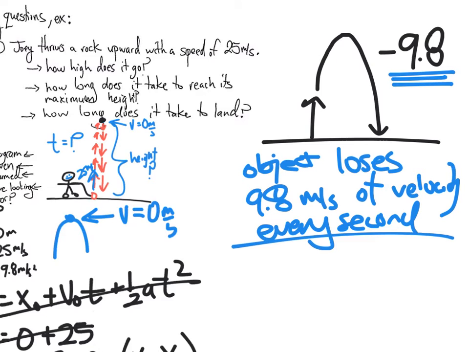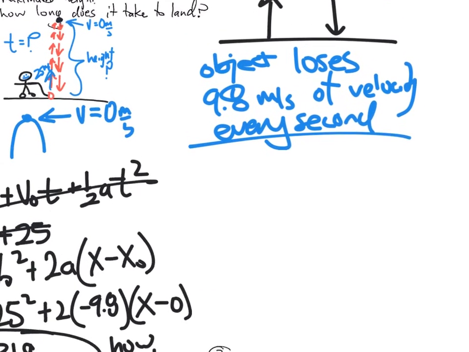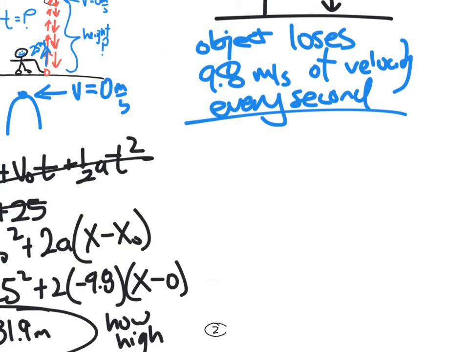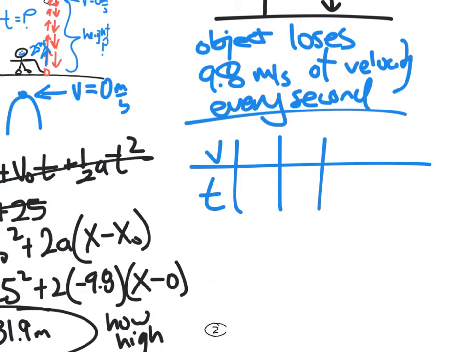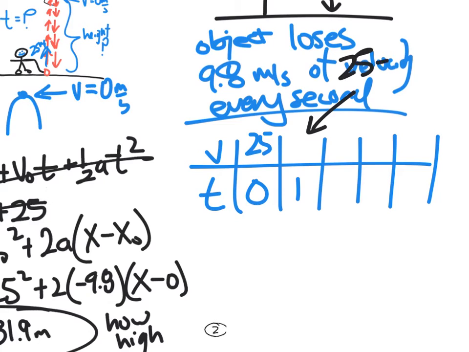So I could draw out a table and it might help this make sense. So time, velocity. When time starts, the velocity is 25. After 1 second, we're going to subtract, so this is going to be 25 minus 9.8. And after 2 seconds, it is going to be 25 minus 2 times 9.8. And so it's going to lose 9.8 meters per second of velocity.